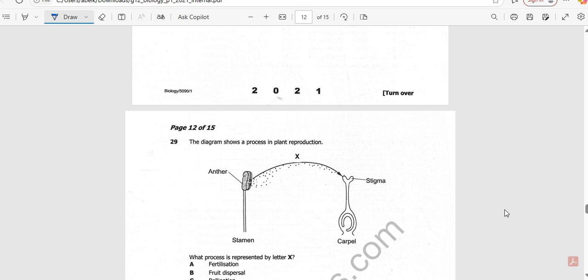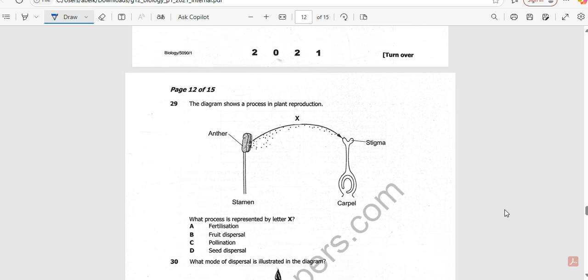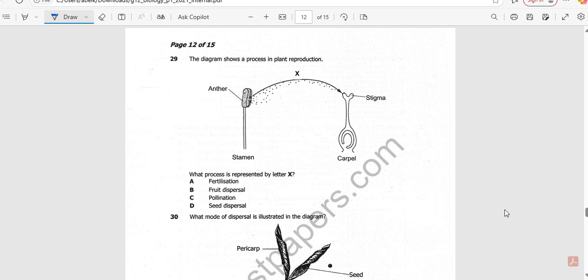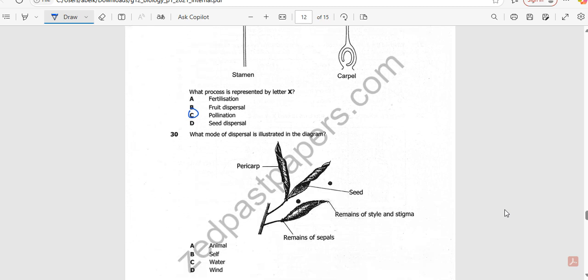Then 29, the diagram shows the process in plant reproduction. So you have X, anther, you have also stigma. What process is represented by letter X here? So letter X from the anther to stigma is called pollination. The mode of dispersal illustrated in the diagram here.